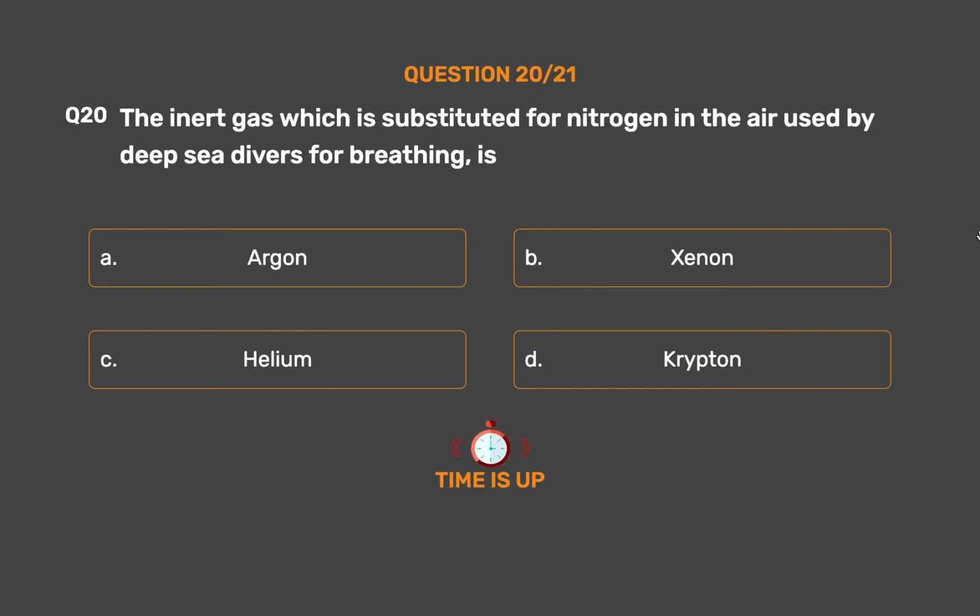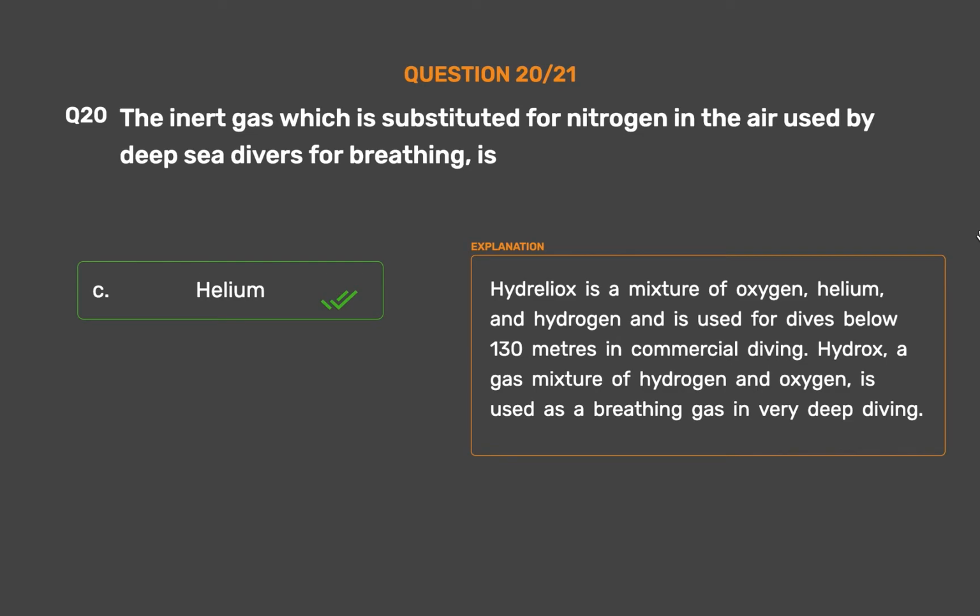The correct answer is option C, helium. Heliox is a mixture of oxygen and helium, and is used for dives below 130 meters in commercial diving. Hydrox, a gas mixture of hydrogen and oxygen, is used as a breathing gas in very deep diving.